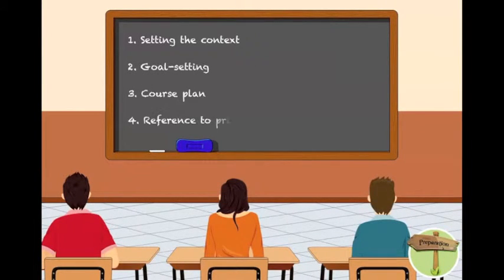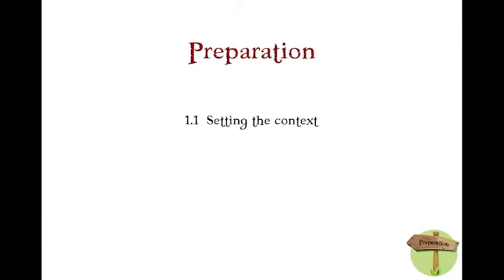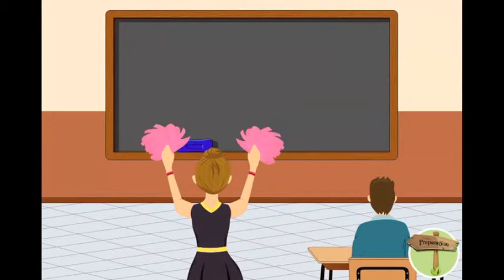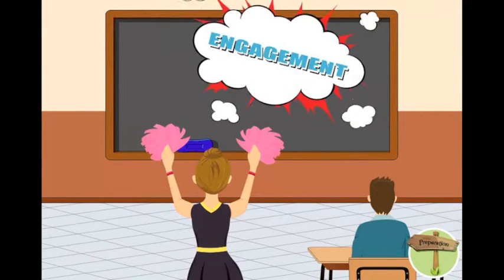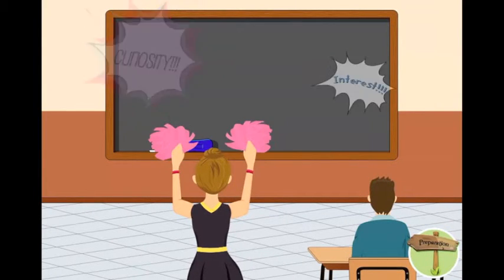The following are 4 essential means that allow learners to improve their learning by developing organization and self-monitoring of what they learn. Setting the context. This introduction to the course serves to motivate the learners. It helps them to become engaged in what they will be learning by piquing their curiosity and interest.